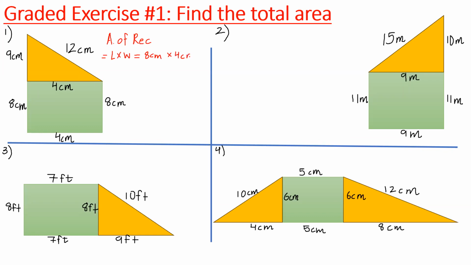You say the length is what? The length is 8 centimeters squared. No, you don't square it. Just 8 centimeters for the length. It's only when you multiply them that it's squared. So 8 centimeters times 4 centimeters is what? 32 centimeters. Now you could say squared. Good.